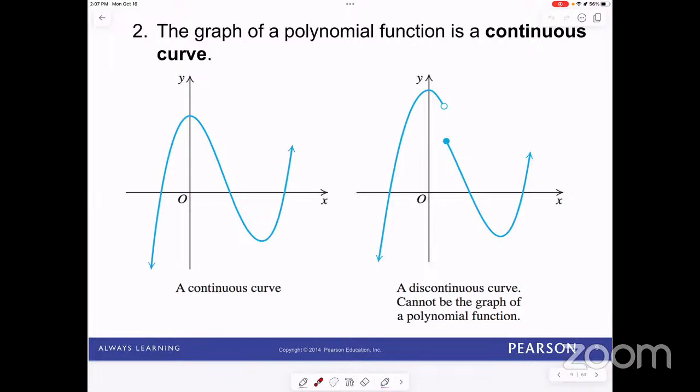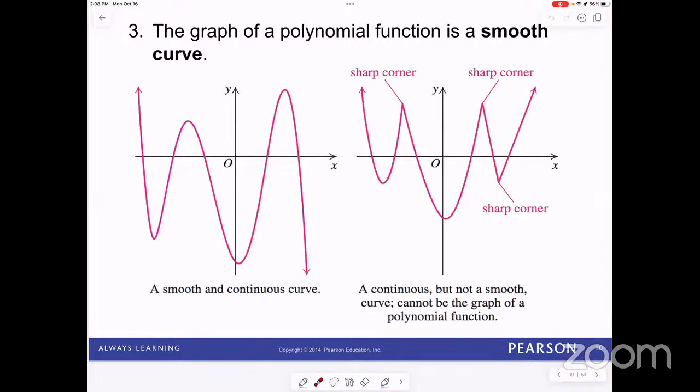We forge ahead, right? The graph of a polynomial function is a smooth curve. On the left, notice this graph is a smooth, continuous graph. There are no holes or gaps or breaks, and all the corners are smooth corners. But the graph on the right has sharp corners: a sharp corner here, here, and here. Because of these sharp corners, this cannot be the graph of a polynomial function. Even though the graph on the right is continuous, with no holes or gaps or breaks, because we have that sharp edge, it cannot be the graph of a polynomial function.